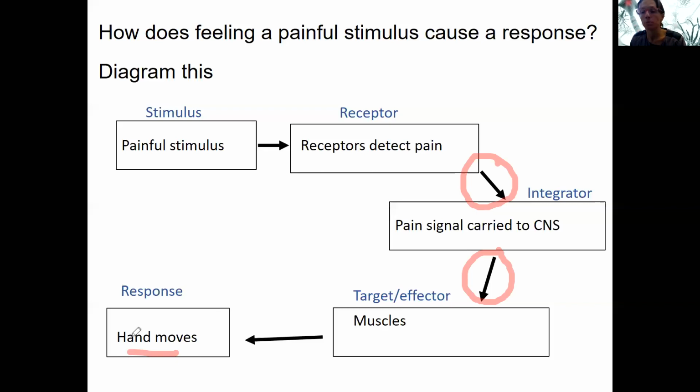So this should look familiar from your feedback loops. The difference here is that once this response happens, it turns off, but it's not a negative feedback loop. You still have those same components. So we're going to use that with a little bit more detail to look at the functional divisions.